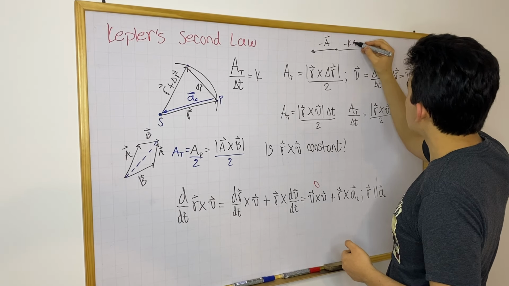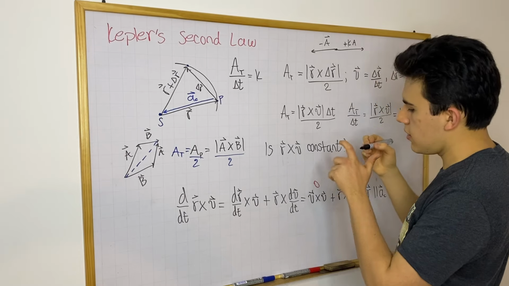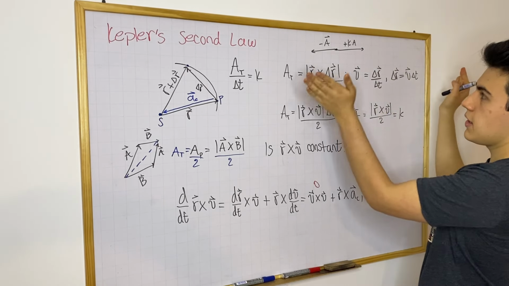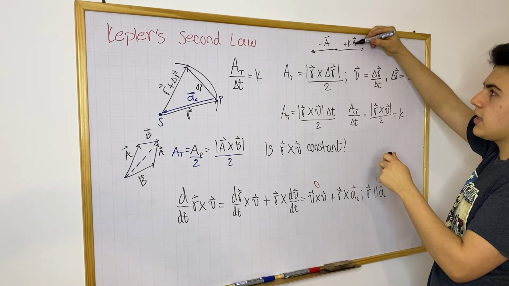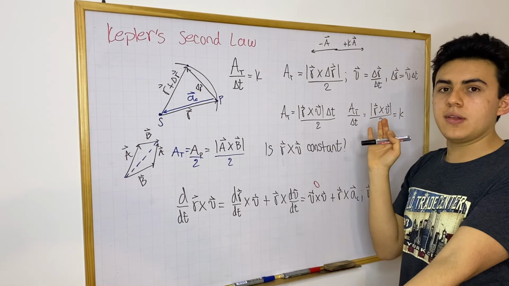That's a better K, yeah? So this will be plus K and minus A. So you're going to have a positive one and a negative one. They may not have the same magnitude, that's why I included this K here. But they're going to be pointing in opposite directions.